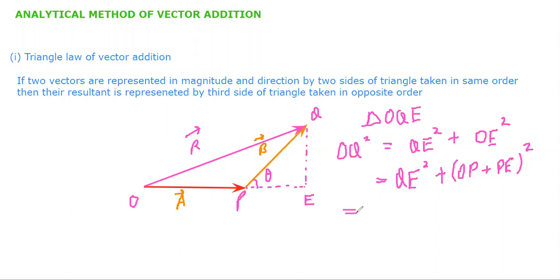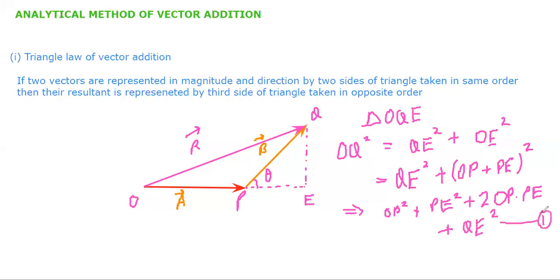Now for solving this, you have to use the formula for A plus B whole square. So this can be written as OP square, that is A square, plus PE square plus 2 into OP into PE, plus you are left with QE square. Let this be your first equation.